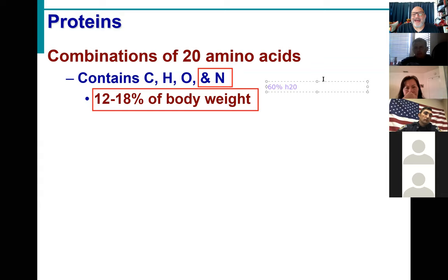Proteins are the most diverse of all of our macromolecules. They have the most diverse structure, and so not surprisingly, they also have the most diverse function as well.